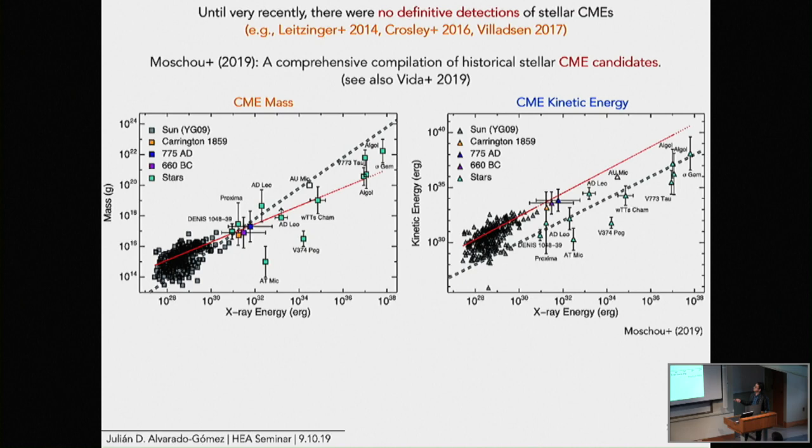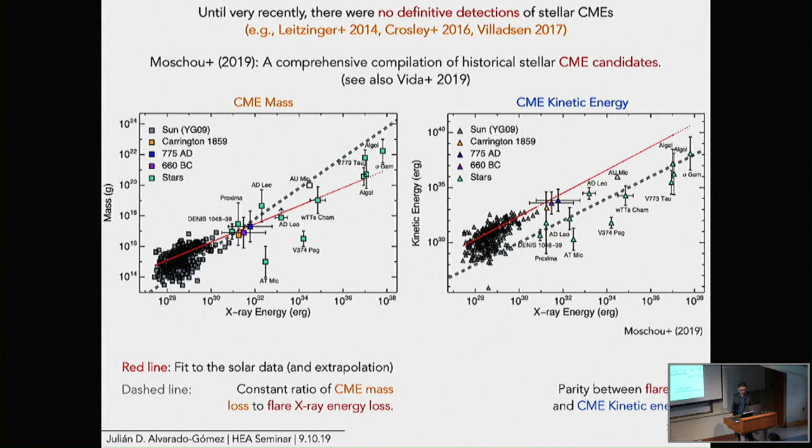Again, this is the cluster of solar data points, some historical solar events, which are very interesting to read how they derive these properties, and all the other points are basically the best candidates for stars. As you can see, the masses behave kind of a way of extrapolating the solar relation, which is this red line. But the kinetic energies are actually much below, several orders of magnitude below what you would expect. This is precisely what we are saying. The escaping coronal mass ejections are much less energetic.